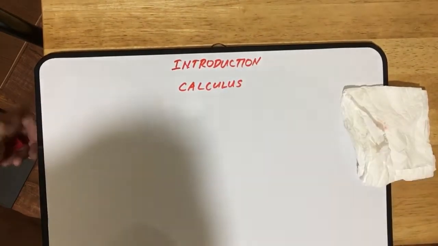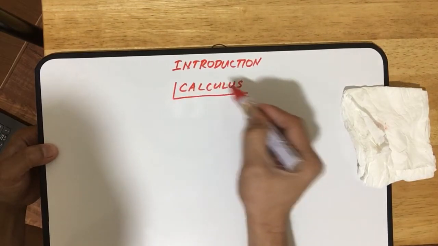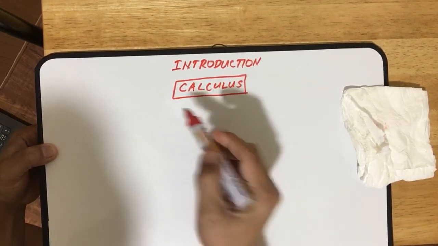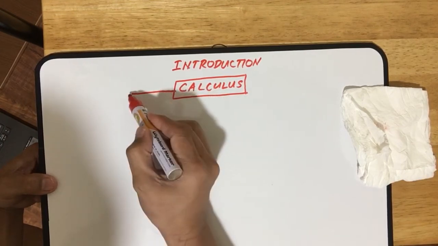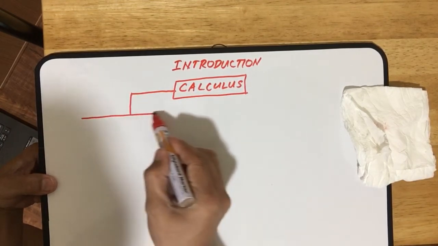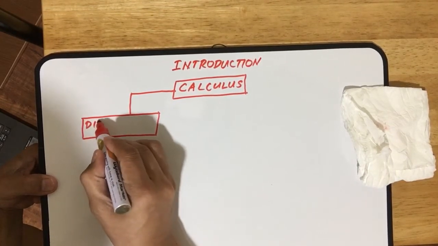So in your first semester at USTP, you learned about what kind of calculus was that? It was differential calculus. Okay, so that was differential calculus.